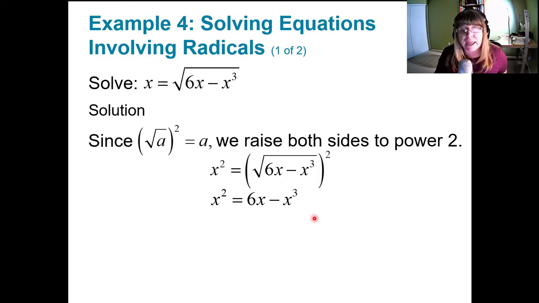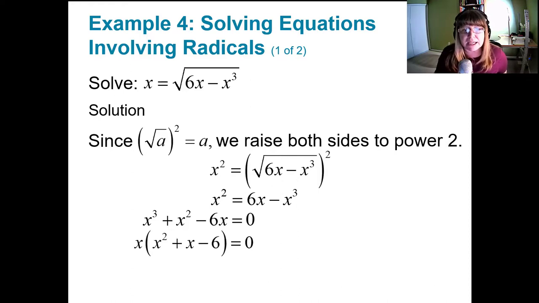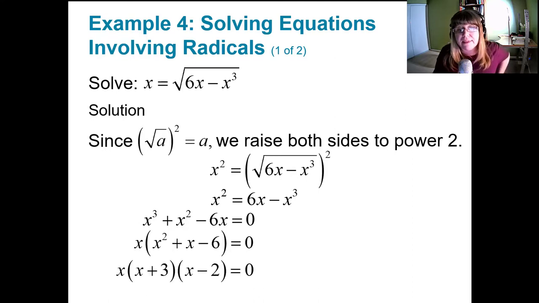Now I am going to proceed like normal. I'm going to move everything to the left-hand side and set it equal to 0, and I'm going to factor my equation. I get x times (x squared plus x minus 6), and it looks like x squared plus x minus 6 is also factorable. Therefore, I get x times (x plus 3) times (x minus 2) equals 0.